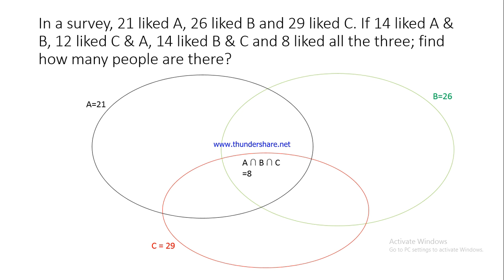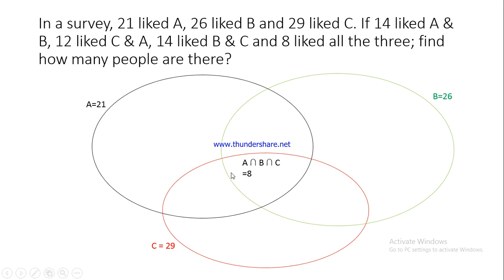Right, now this will help us calculate the value of other segments in the figure. Now have a look at this particular area, green and red, green and black. This is the overlap of A and B, right? So the value of this should be A intersection B is equal to 14. Have a look here, if 14 liked A and B, so this is the overlap of A and B. The total value should be 14.